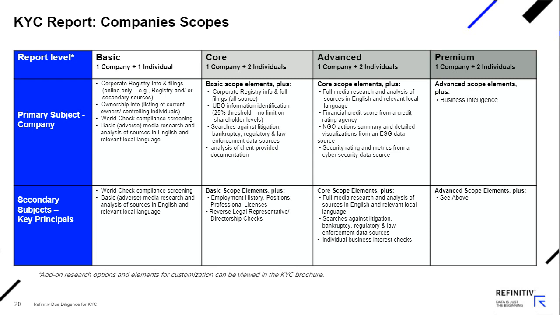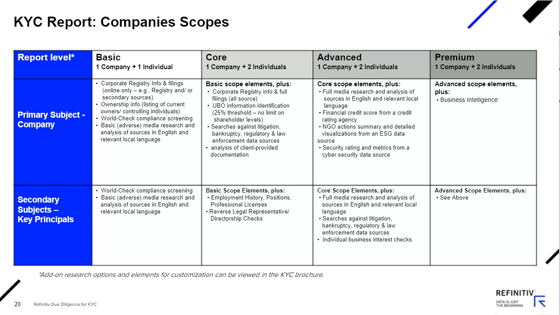So what you're looking at right here on the top axis, effectively, you're looking at the report type and the scope count. On the left-hand side is the primary subject, which in this case is the actual subject company. The secondary subjects are the key principles related to that company. To state the obvious, all subjects within a report must be related to that subject company.